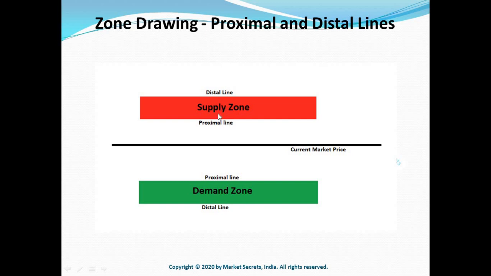So we need to identify those kind of areas and we need to draw these distal and proximal lines. As per our guidelines, the cleaner a base looks, the stronger it is going to be and the bigger the move it will generate. So it should not have many wicks. That is the condition of looking cleaner. We want to see tight price action with explosive moves at the zones.